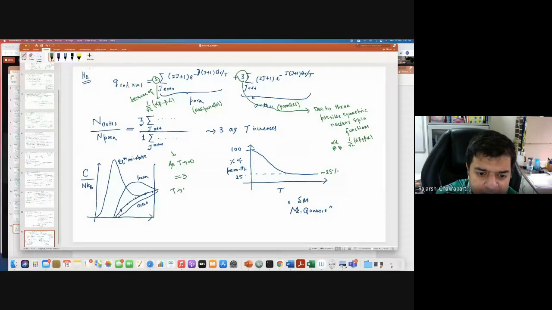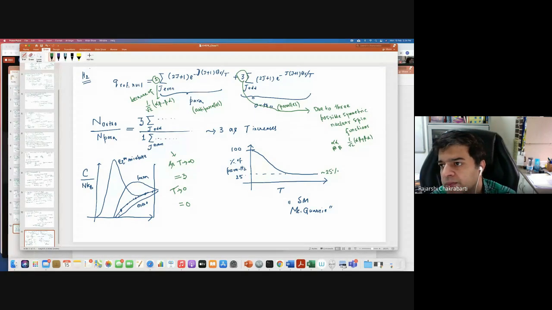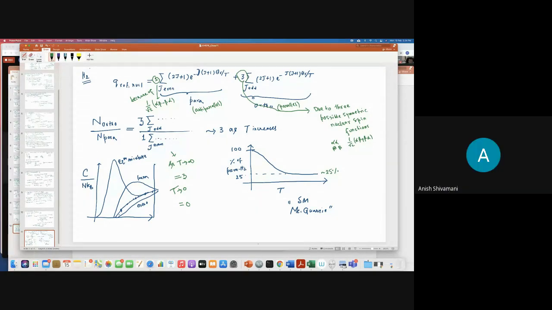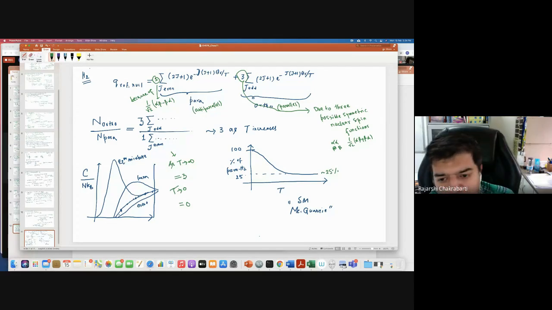What happens to this ratio when the temperature is very small? Any idea? What will happen to this ratio when the temperature is small? This is 0 actually, because everything will be para hydrogen. Is this clear? Yes, sir. So there is no ortho hydrogen.